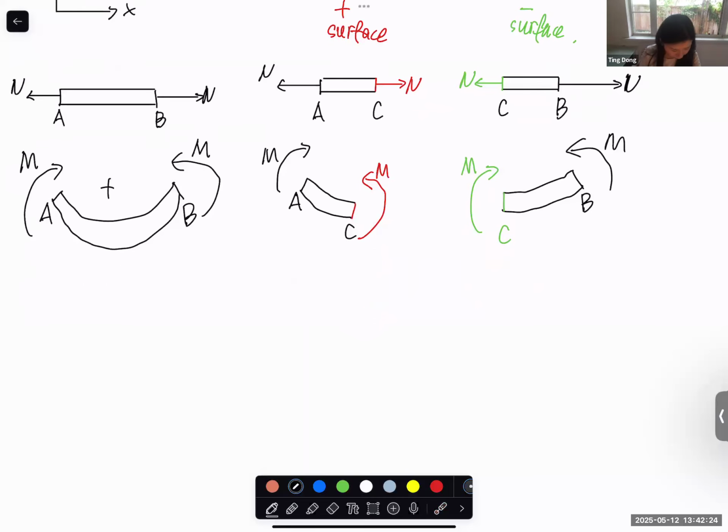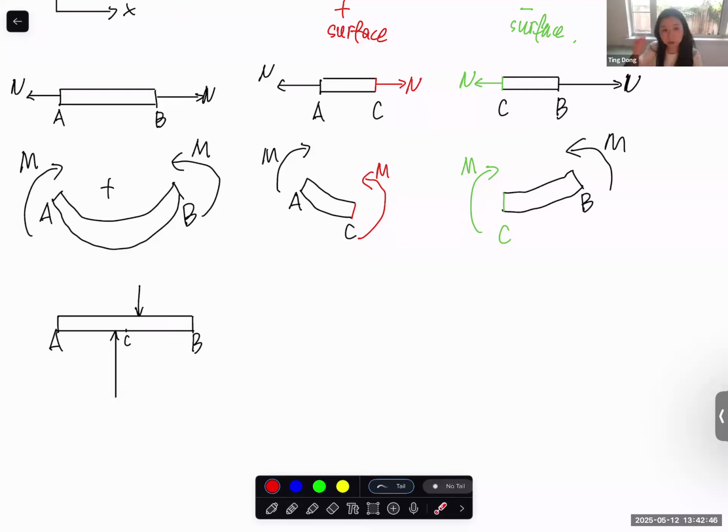And the last one is shear. Again, in statics, it is defined that if you have shear forces applied in this way, and you have a C point in between, and these two shear forces, transverse forces, generate a clockwise rotation of the structure, it is defined as a positive shear.